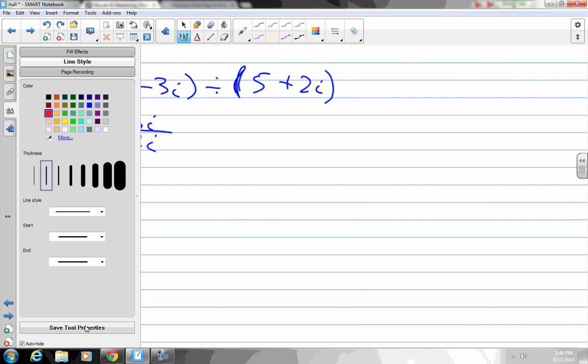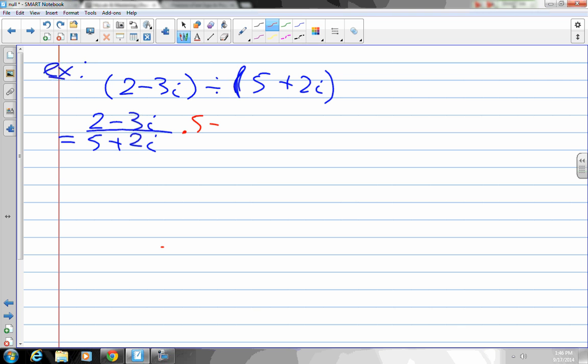So times 5 minus 2i over 5 minus 2i. I'm multiplying by the complex conjugate of the denominator, because then my denominator turns into an integer. So it's 2 minus 3i times 5 minus 2i, over 5 plus 2i times 5 minus 2i.